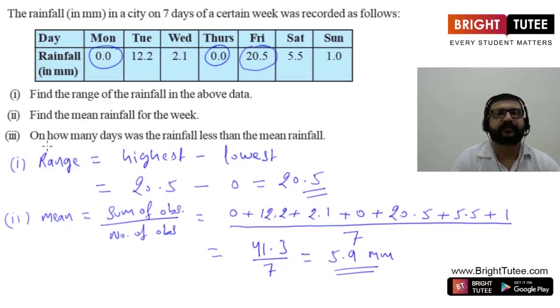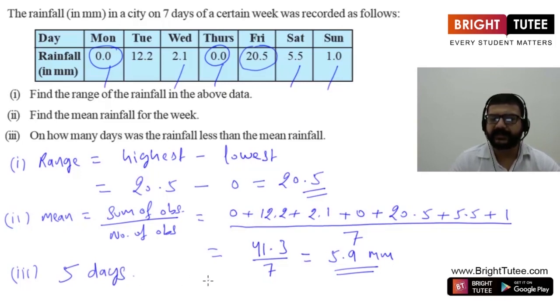And at the last, we have to tell on how many days the rainfall was less than the mean rainfall. Now as we can see from the data, the number of observations which are less than 5.9 are 1, 2, 3, 4 and 5. So therefore on 5 days rainfall was less than the mean rainfall. So the answer for this question will be 5 days.